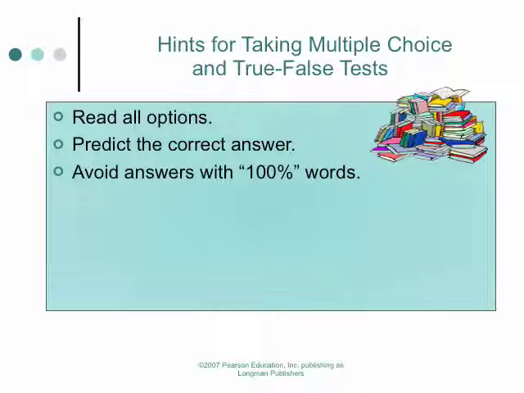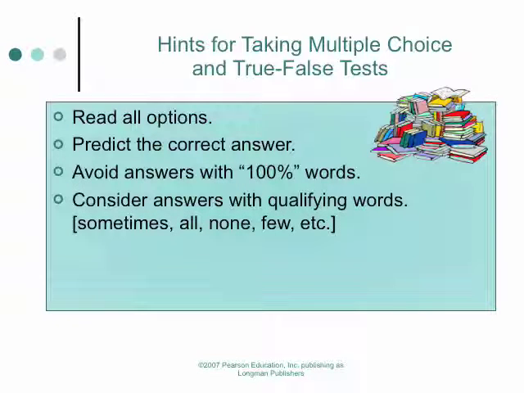Avoid answers with 100% words. 100% words are like always, never. I mean, how often is an always and how often is a never? Almost never. So avoid those words. They are tricks. You have to use words that deal more with qualifying words. Sometimes, all, none, few, etc. That is a better consideration. A lot of times it's a pitfall or a trap to use 100% words like never and always.